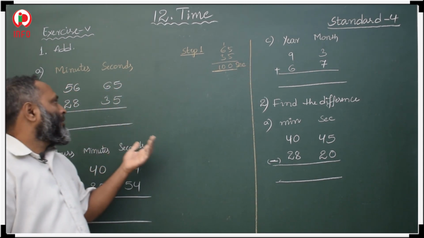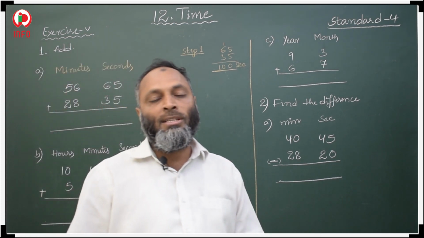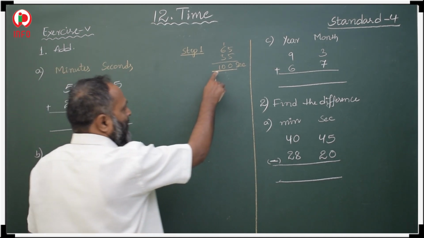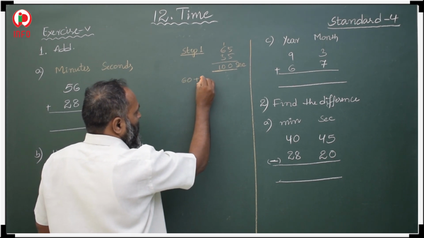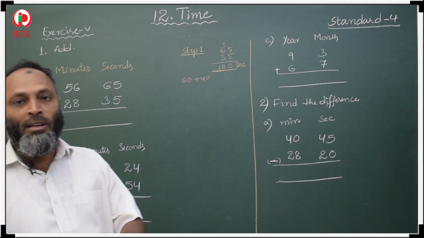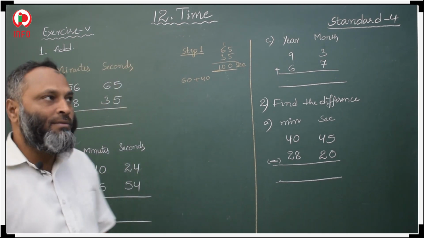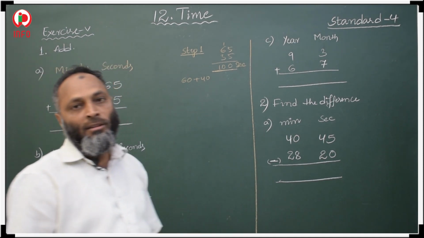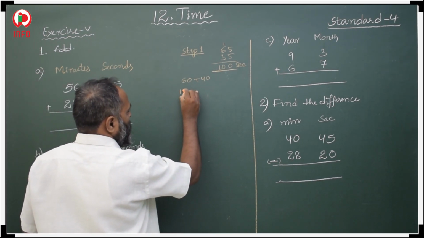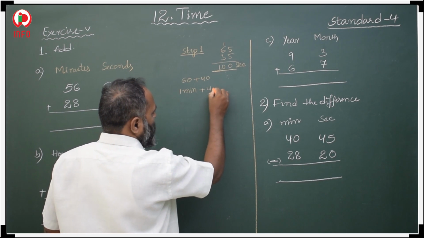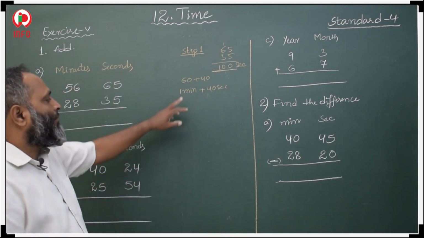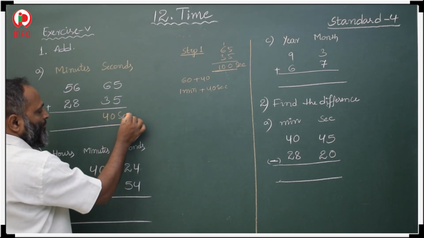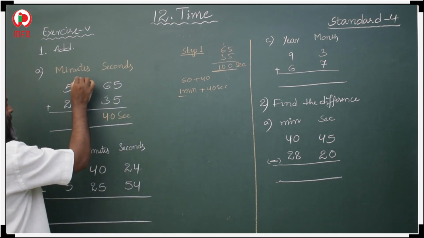If we add seconds and it is 60 or more than 60, then we convert into minutes as well as seconds. So 100 seconds is nothing but 60 plus 40. Why are we converting into 60 and 40? Because 60 seconds is equal to 1 minute. So we should take 60, and the seconds left we should write here. 60 seconds means 1 minute, so 1 minute plus 40 seconds. We write the seconds in the seconds place, and 1 minute we should carry over to the minutes.